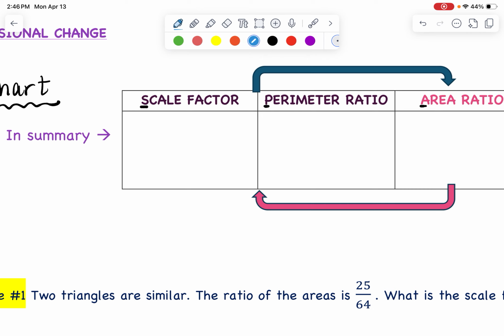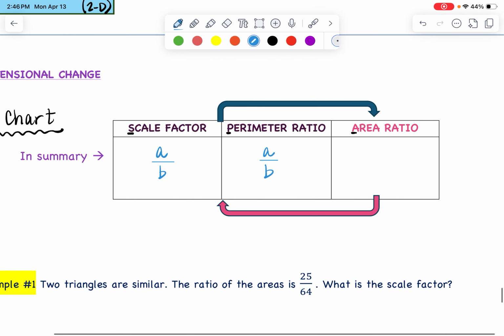All right, so of course, if I said our scale factor was A to B, whatever those numbers are, I know that my perimeter ratio is going to be the exact same thing. We just discovered that in that little activity on the first page. But we know our area ratio is going to be A squared over B squared, right? Everybody gets squared when we go up a dimension.